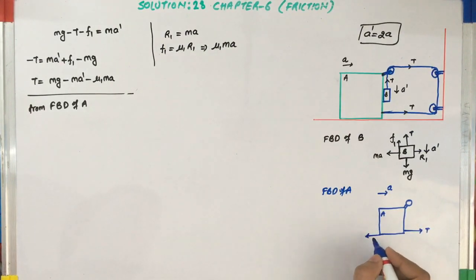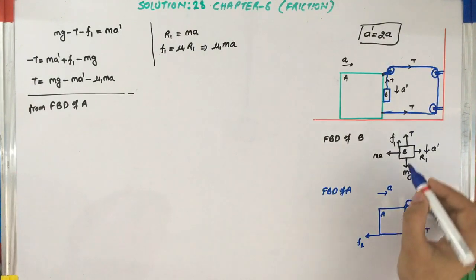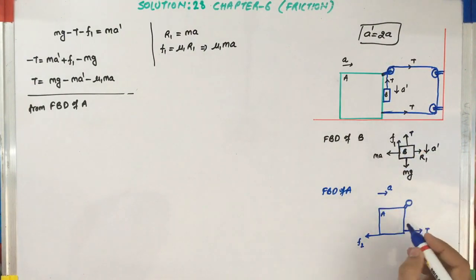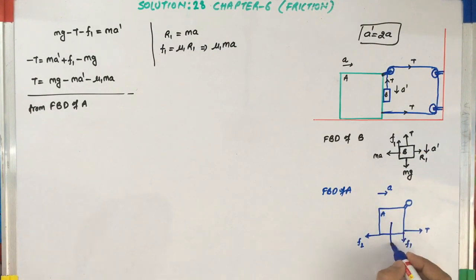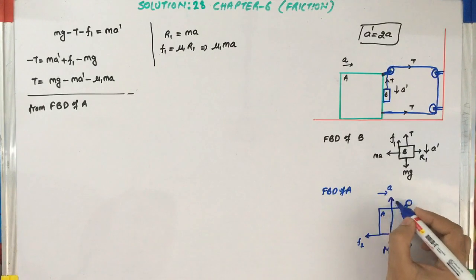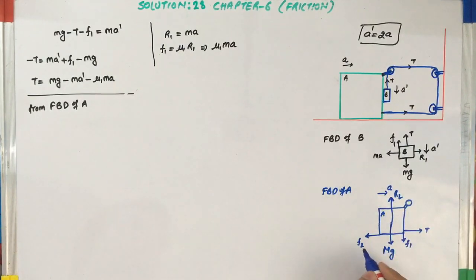The frictional force will act in the backward direction. Let's say that is F2. The frictional force F1 in this case will act in the downward direction. The mg force will act downward direction, and there will be a reaction force which is say R2.